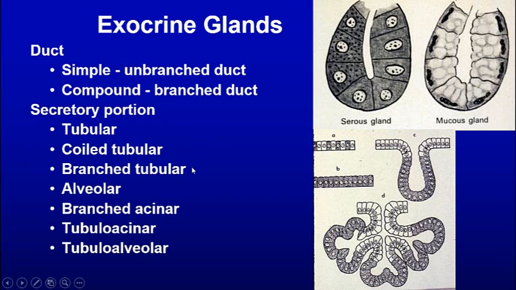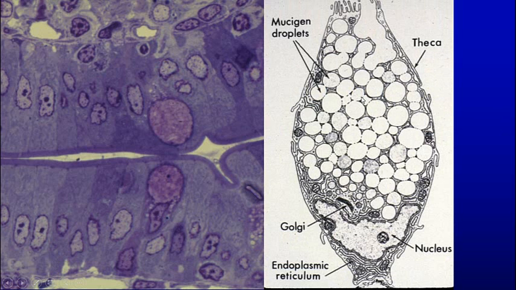Sometimes a coiled tube, sometimes a branched tube. Sometimes alveolus as opposed to acinus, branched acinus, tubular acinar, tubular alveolar, and different combinations you can have. And then also there's serous and mucous. Serous is proteinaceous, and mucous is more carbohydrate-type mucus. Serous has a flat nucleus at the bottom and secretions in the apex, as opposed to here, where you've got a spherical nucleus pretty much in the middle and very eosinophilic.